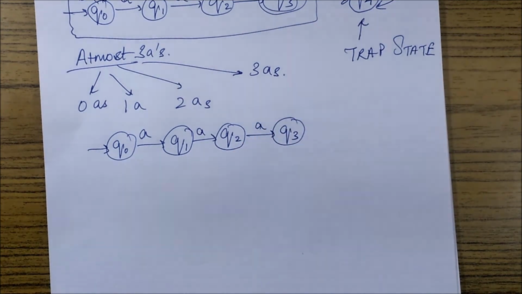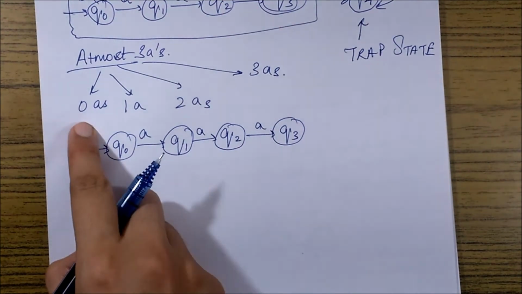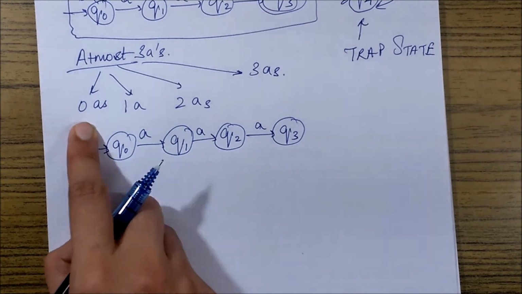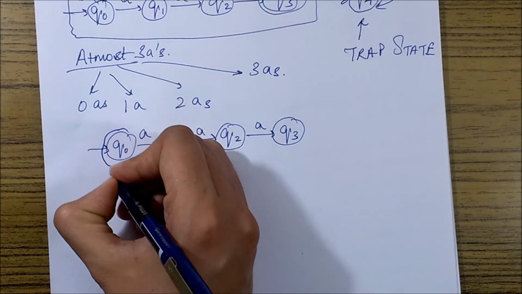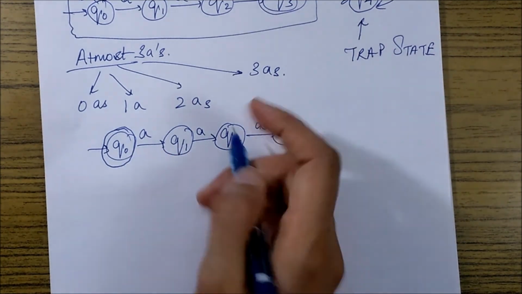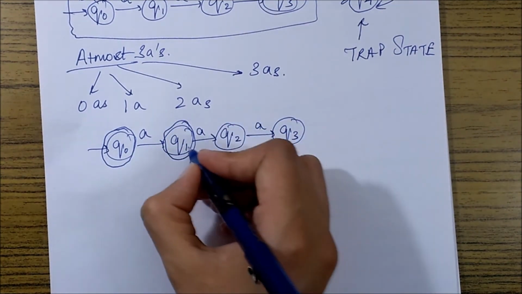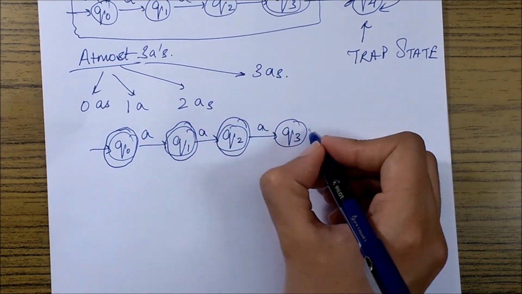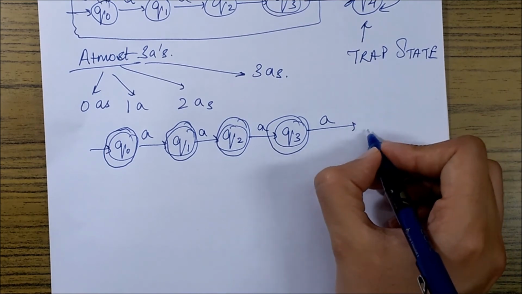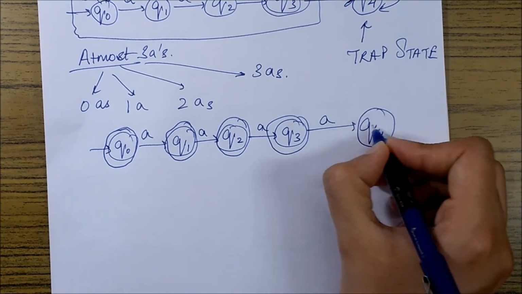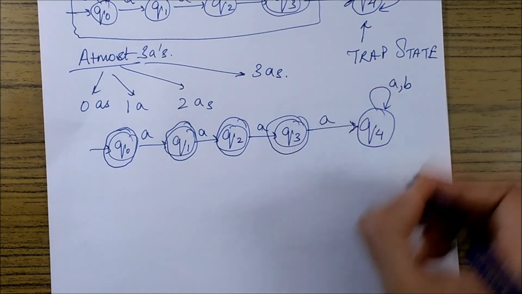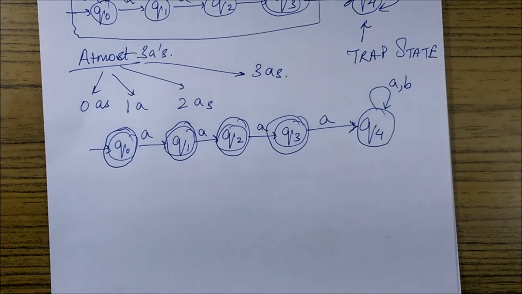Now let's decide upon the final states. As you can see, 0 A's should also be accepted, and again there is no constraint on B, so the initial state itself becomes the final state. Then 1 A should also be accepted. This also becomes a final state. 2 A's also, 3 A's also, and what about more than 3 A's? It should not be accepted, so this becomes our trap state again. And the A and B transitions are as we did in the previous case.